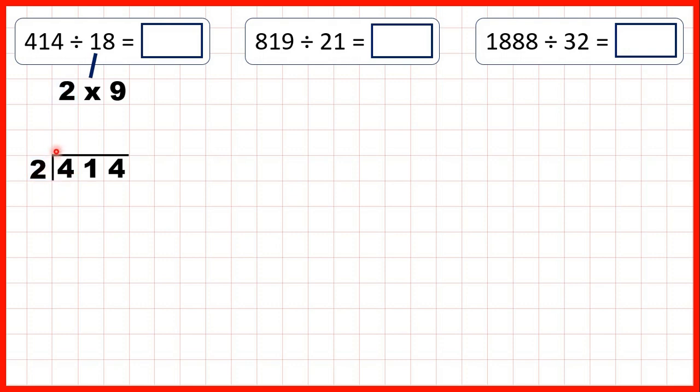So first we can divide by 2. 4 divided by 2 is 2, 1 divided by 2 is 0, remainder 1, and 14 divided by 2 is 7. So dividing by 2 has given us 207. So now we can take that answer and divide it by the other factor pair, so divide it by 9. If we take the first 2 digits together, 20 divided by 9 is 2, remainder 2, and 27 divided by 9 is 3. So our answer is 23. Because we've divided by 2 and then by 9, we've divided by 18.